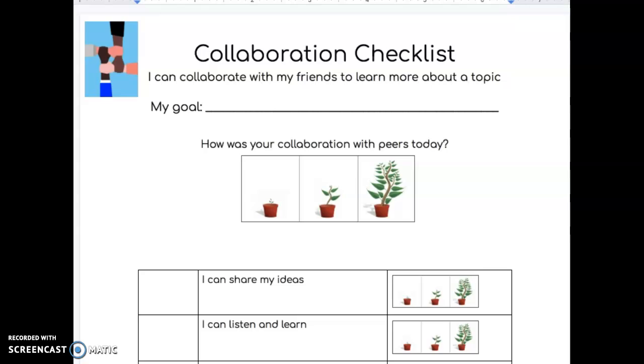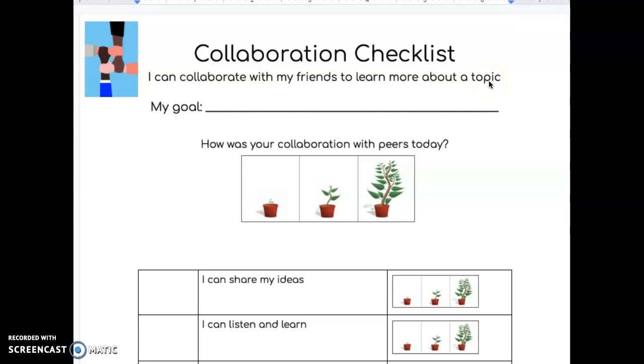Okay. So even though we are studying insects in our research, our learning goal is around collaboration. Ooh, that's a big word. Can I hear you say that, friends? Collaboration. That's right. Our learning goal says, I can collaborate with my friends to learn more about a topic. Can you tell me that learning goal, friends? I can collaborate with my friends to learn more about a topic.